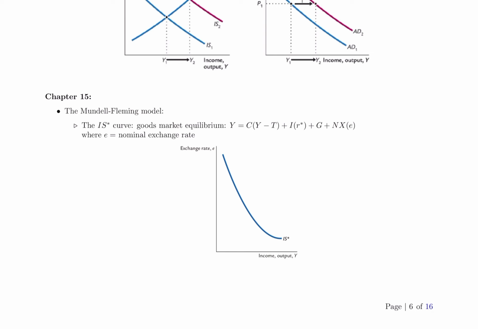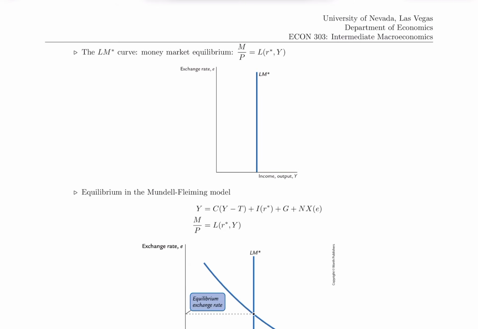If E falls or depreciates, exports rise, so NX rises and output Y also rises. The LM* curve represents money market equilibrium. M over P equals liquidity, a function of R* and Y. Money demand depends on output Y and the fixed interest rate R*. Since E does not affect the money market, the LM* curve is vertical in the E-Y graph.